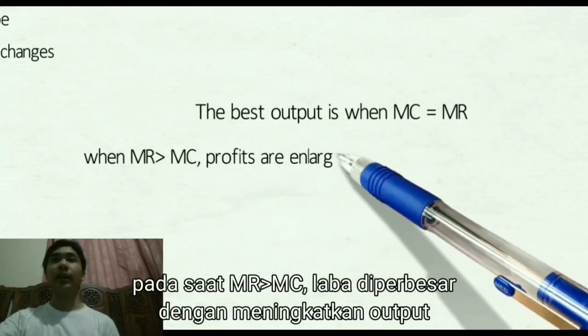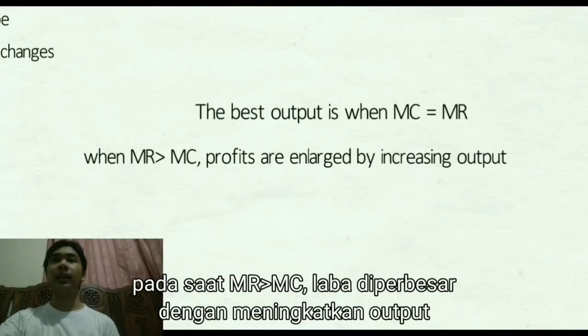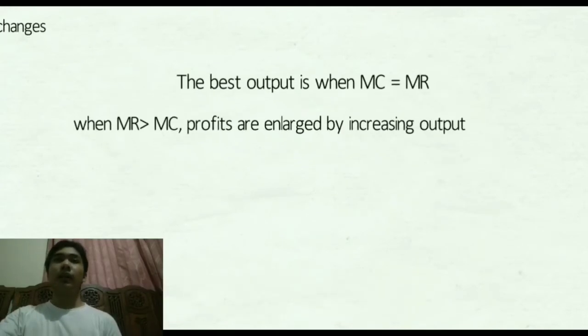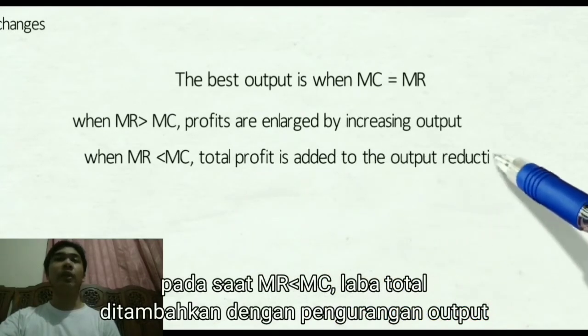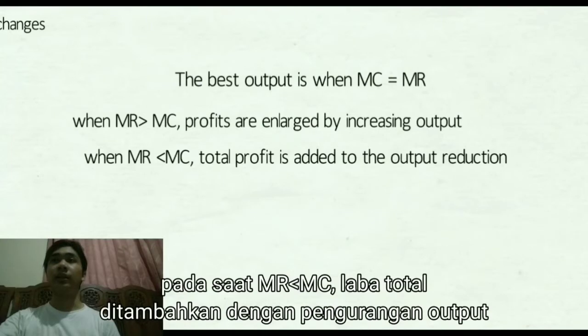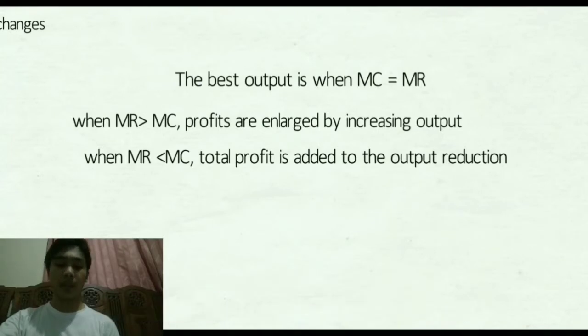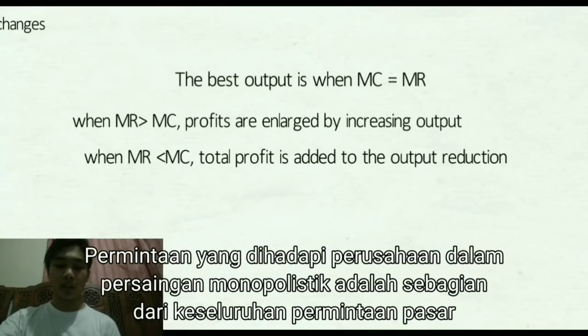When MR is greater than MC, profit is enlarged by increasing output. And then when MR is less than MC, total profit is increased by reducing output. The demand faced by a company in monopolistic competition is a portion of the overall market demand.